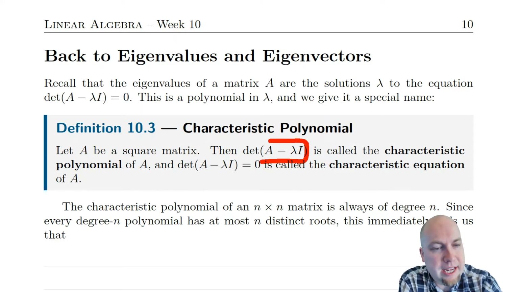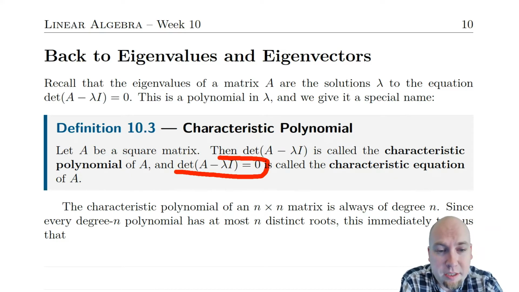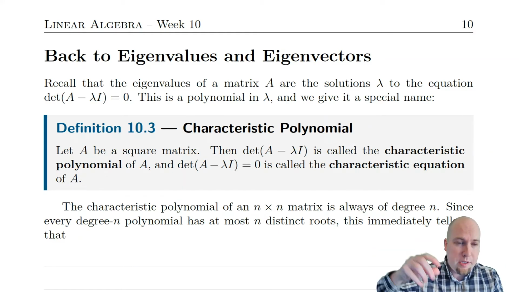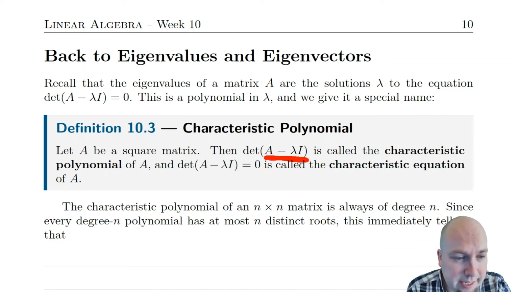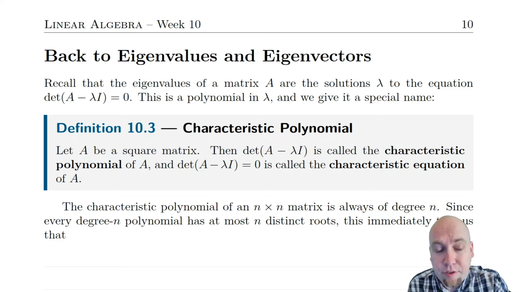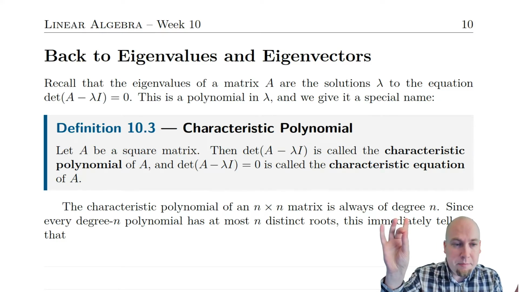This determinant of A minus lambda I is the characteristic polynomial. And the equation, determinant of A minus lambda I equals 0, that's the characteristic equation. The reason that it's always a polynomial of degree n is, well, suppose you've got an n by n matrix. You're computing the determinant of this thing here, and remember from last week, we have explicit formulas for this determinant. If you use those explicit formulas, you always get exactly this polynomial that we're talking about.